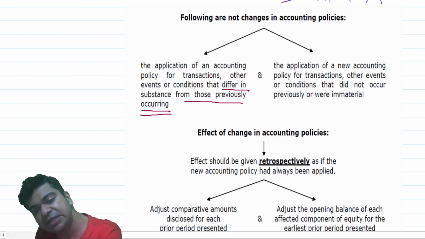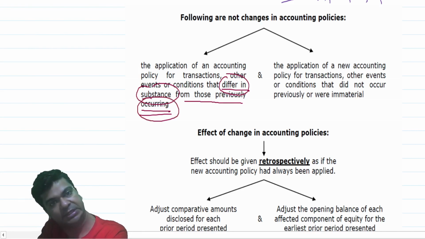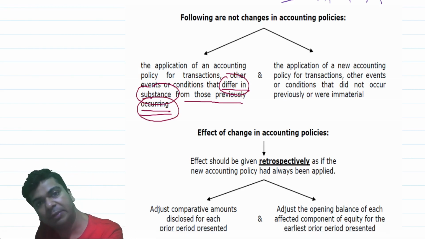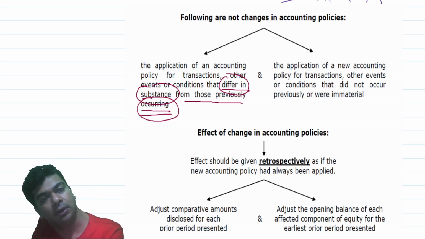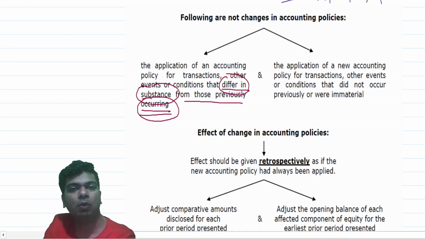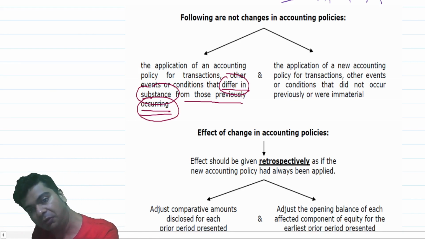You have a proper accounting policy for recognition of revenue for cash sales, recognition of revenue for credit sales, but now you are developing a new accounting policy for sale on approval basis. This is a transaction which differs in substance from those previously occurring. You cannot say this is change in accounting policy. This is a new transaction that you are entering into, different from what you were doing till now. For that, if you are developing an accounting policy, you cannot say this is change in accounting policy, right?